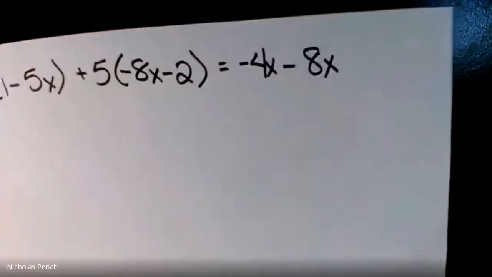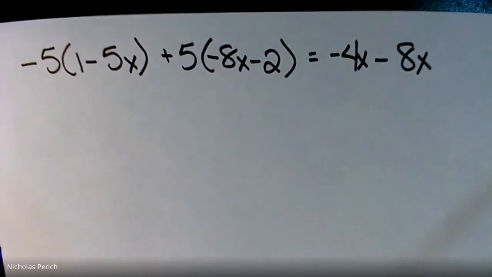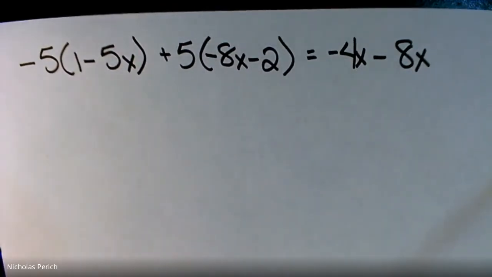Ooh, last one, and it's a doozy. Oh, it's a doozy, all right. So we got distributive property twice, and we have variables on both sides of the equal sign. On the right side, we have 2 variables. On the left side, we have 2 variables with 2 distributive properties.